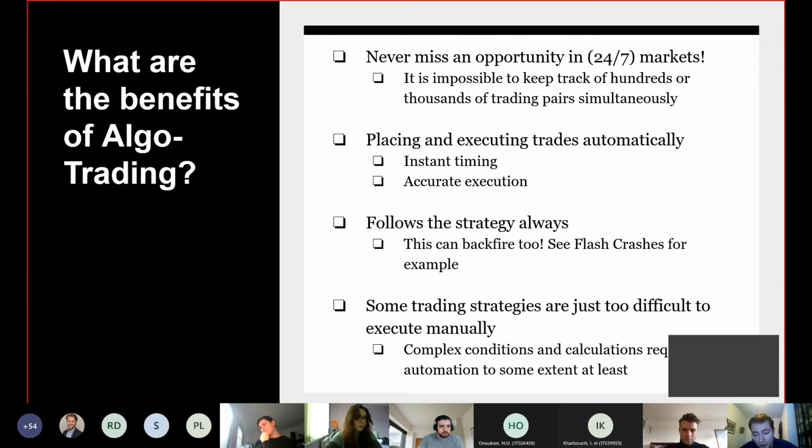So the strategy always follows. Market can change, but strategy will always remain the same, to the benefit of your profits or to the loss of them.